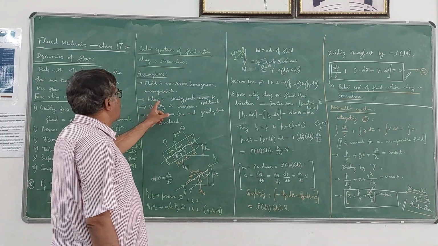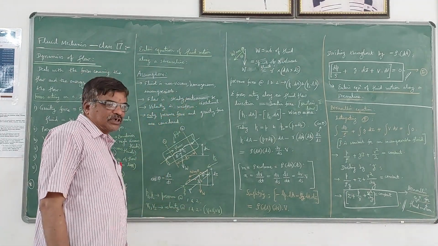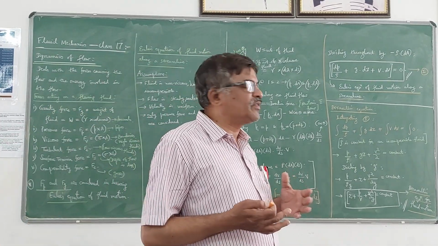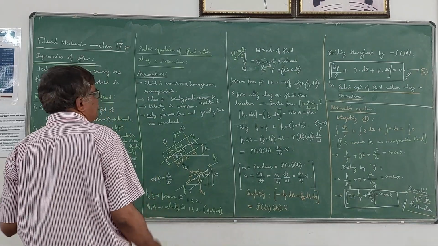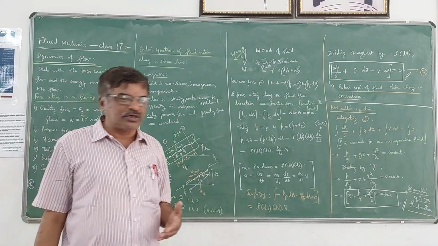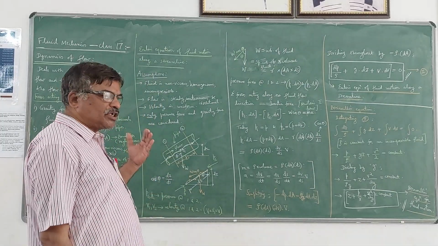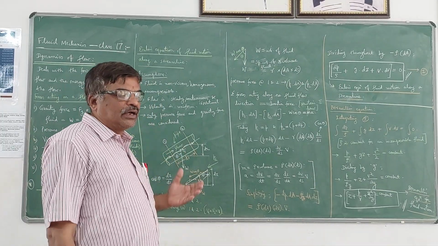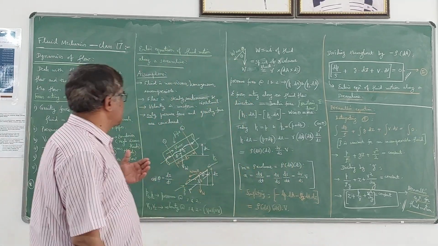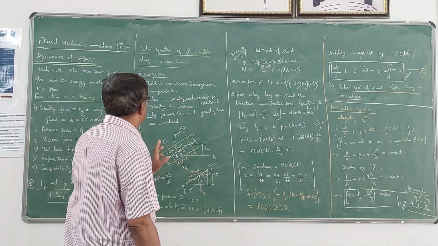Second assumption is the flow is steady, continuous and irrotational. So steady flow means the fluid properties don't vary with respect to time over a period of time, and the flow is continuous, so there is no obstruction to the flow. And irrotational means, as I already told, the fluid particles won't rotate about their mass centers, or it is a potential flow, we can say.